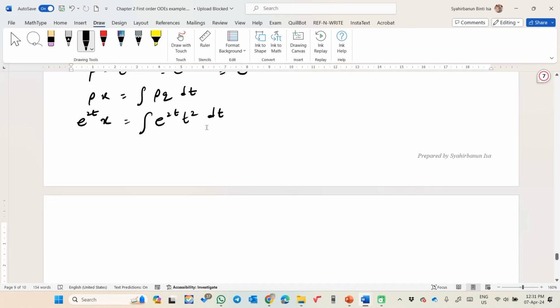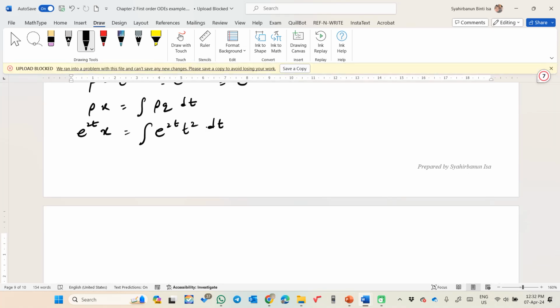For this integration, we cannot use substitution, because if we substitute 2t, we still have t in the equation. You can try. So for this integral, we can use integration by parts with the tabular method. I already explained the tabular method in my previous example, so you can check. I don't remember which example, but you can check.